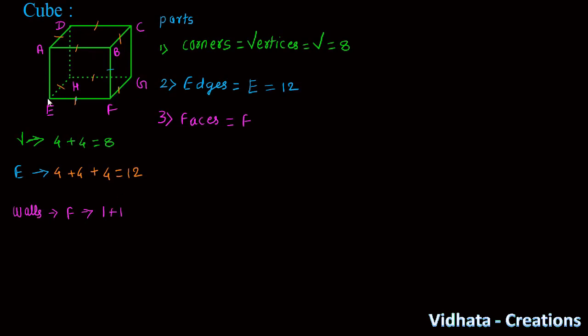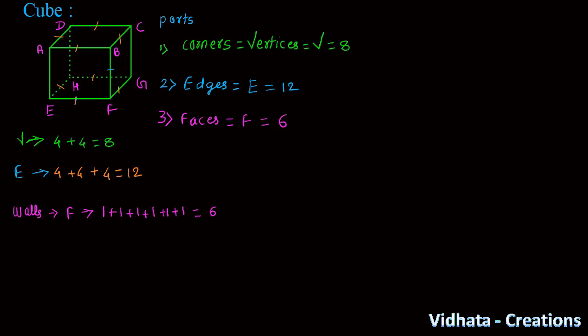To the front side, one wall is there, our entrance A, B, F, E, and one more on the back side. Therefore, 1, 2, 3, 4 you got. Now there is a wall, again a flat surface at the top, so that is 1, and at the bottom also there is one flat surface. Count in all: 1, 2, 3, 4, 5, 6. Thus we have in all 6 faces.